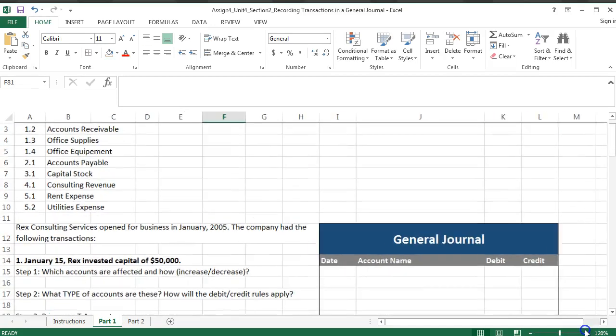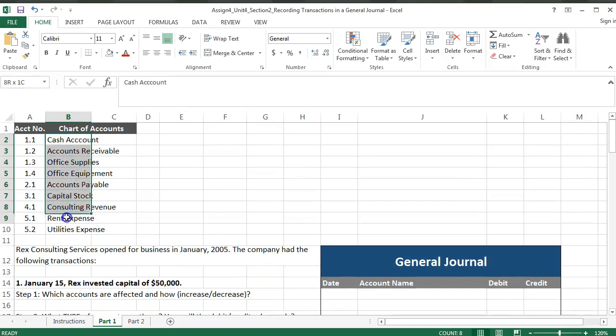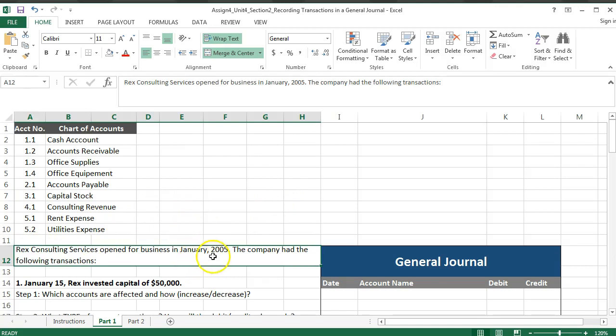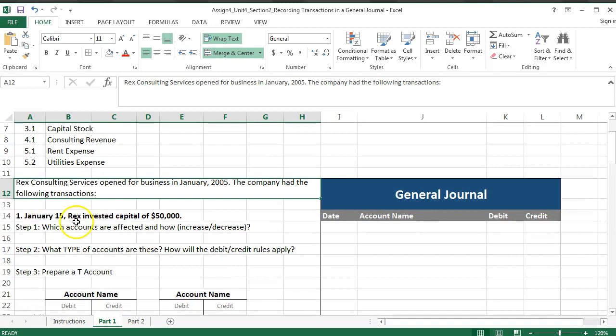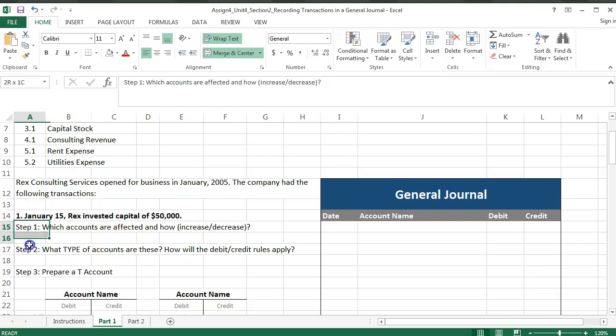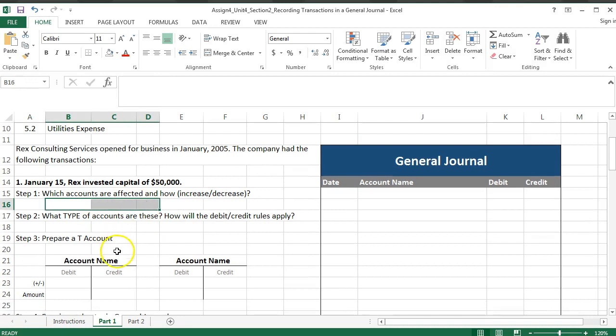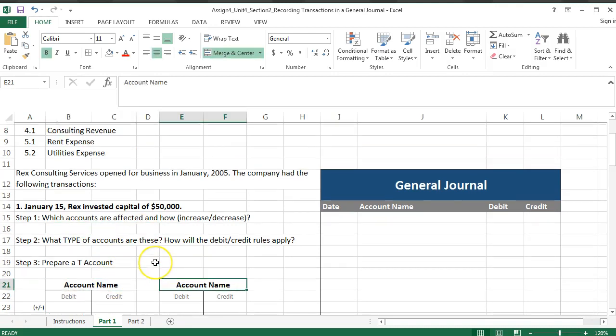And I'll zoom in a little bit on this. So again, here's our list of accounts that we have to choose from, the different account names we're going to be working with. Rex Consulting Services opened for business January 2005. The company had the following transactions. So on January 15th, Rex invested capital of $50,000. So steps 1, 2, 3 walk us through the process of analyzing this transaction, which accounts are going to be affected and how. So you can either type them in here or just go ahead and start filling out these T accounts.